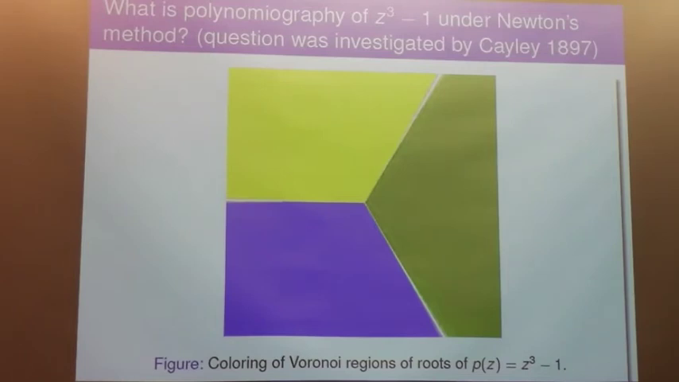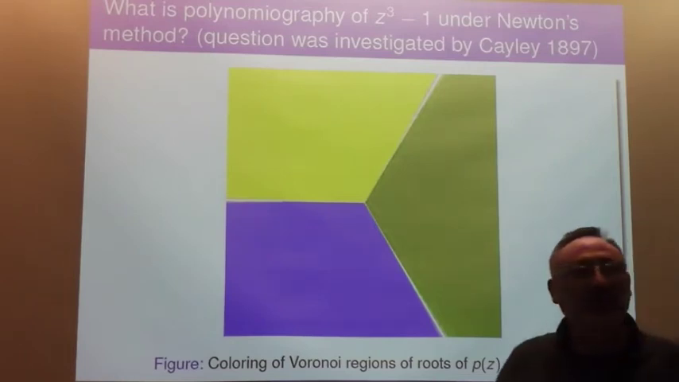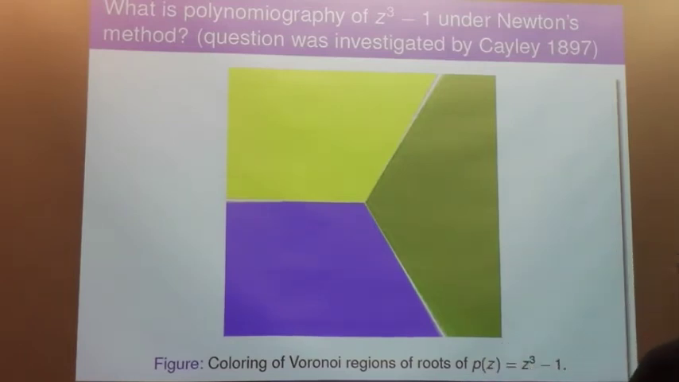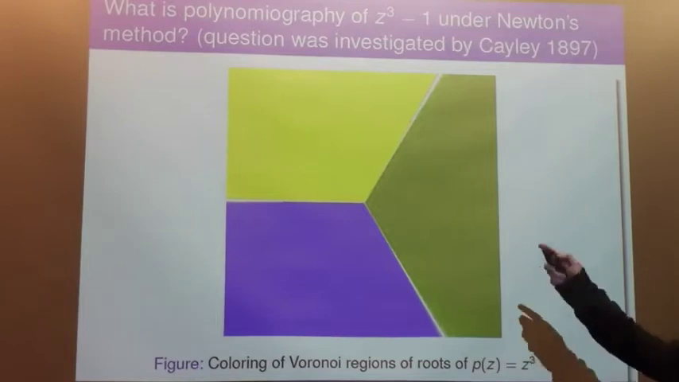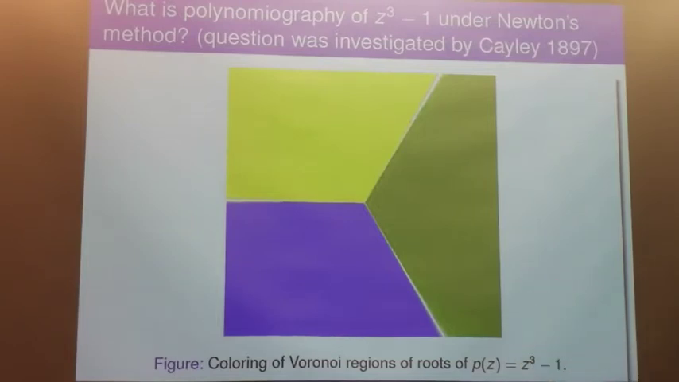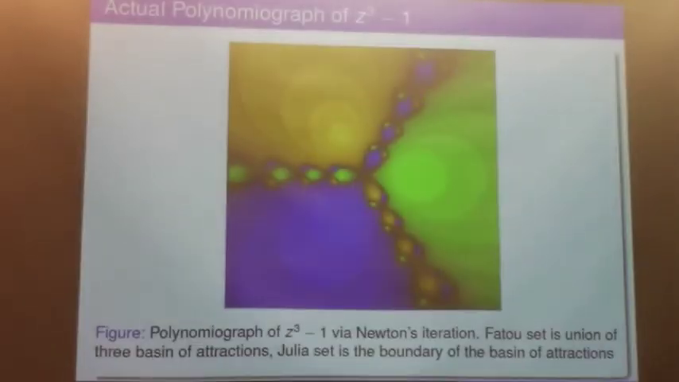And I guess the story is that he did it for the quadratic, but for the cubic he somehow couldn't do it, and of course he couldn't visualize it. So he never wrote a paper explaining the behavior of z cubed minus 1. The actual polynomiograph is this, which has these fractal patterns. So this became a well-known figure at some point.